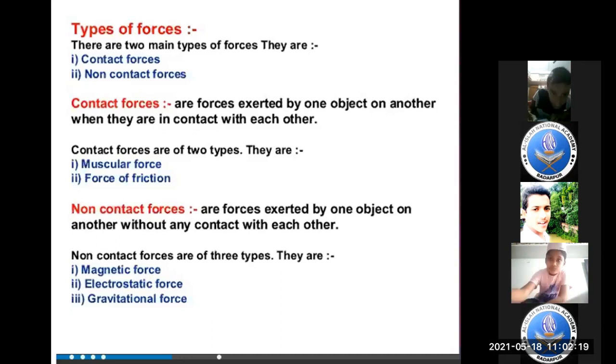Next you can see non-contact forces are forces exerted by an object on another without any contact with each other. That means non-contact forces happen without contacting each other. So we have three types. One is magnetic force, one is electrostatic force, one is gravitational force. I'll show you the example later.